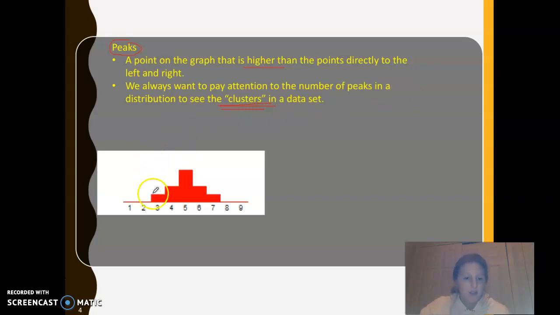So here we have a peak, right? This histogram has one peak. And so this is a good start for your notes here. Having one peak, we use the vocab word unimodal. It has one mode, it has one peak. The highest amount of data points are at this number, 5. It has one peak.